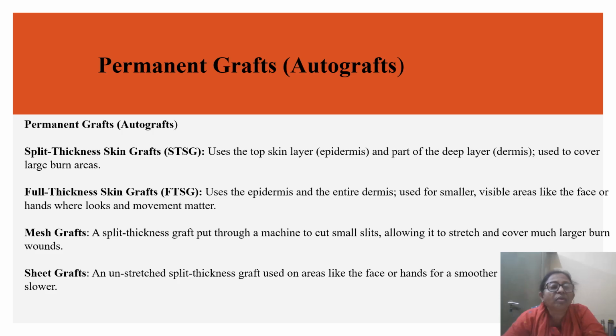Then mesh graft, that's a split thickness graft put through a machine to cut small slits, allowing it to stretch and cover much larger burn wounds. So when limited donor skin is available, most of the areas are covered with a mesh graft. It includes processing the sheet graft through a device that makes tiny parallel incisions in a linear arrangement and therefore permits the skin graft to be expanded before it is applied to the wound bed.